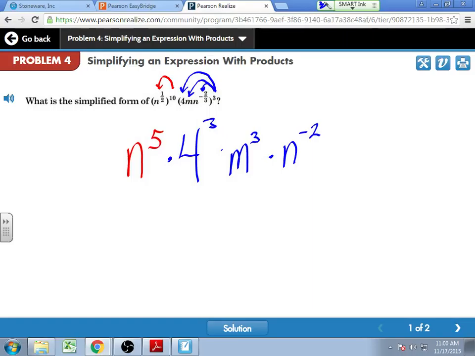Then, are you going to take us home, or are you going to pass it off? So then you add the 5 and the negative 2 because they're like terms. Got to group like terms, the 5 and the negative 2, so now n becomes n to the 3rd. 4 to the 3rd, you simplify that, which is 64. I'm going to put that out front because we like coefficients to be out front. Then m to the 3rd. 64, n to the 3rd, m to the 3rd.